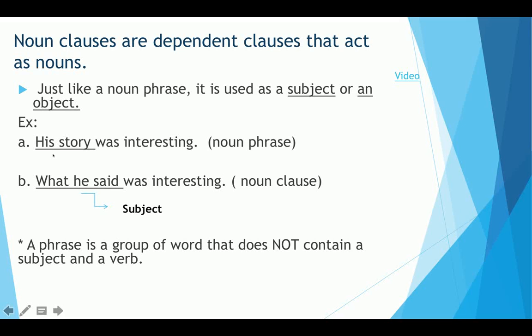In this example, his story was interesting. His story is not a noun clause, it's a noun phrase. A noun phrase is a group of words that does not contain a subject and a verb. But look at example B. What he said was interesting. Here you have a subject, you have a verb. This is the subject of my sentence, and it's also a noun clause. It's a noun clause acting as the subject of the sentence.